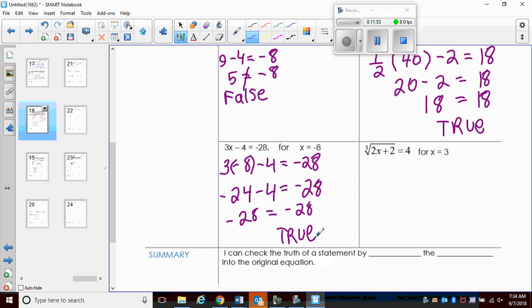Checking with the cube root, okay? You guys are pretty smart so far. So let's cube root that.